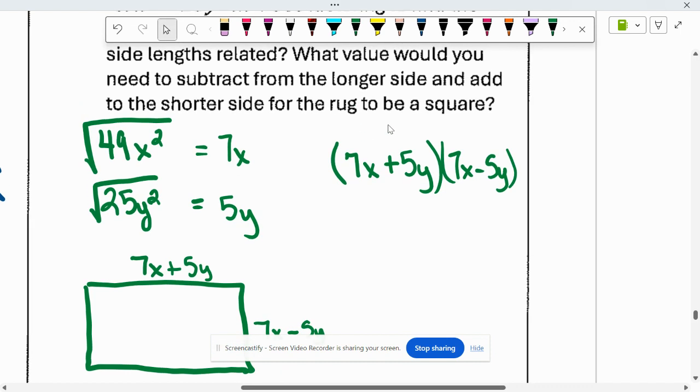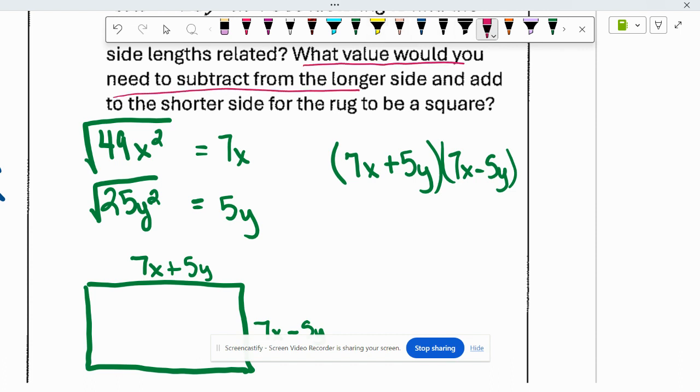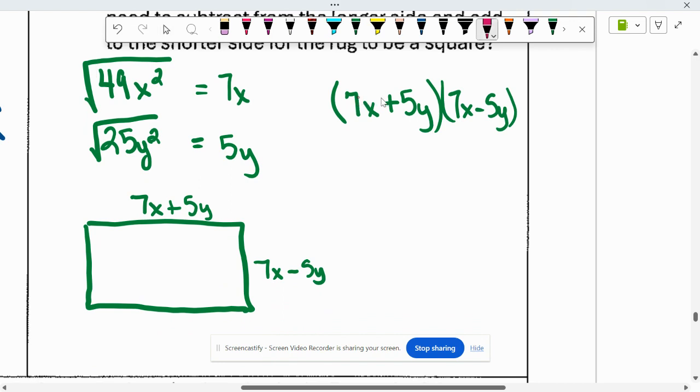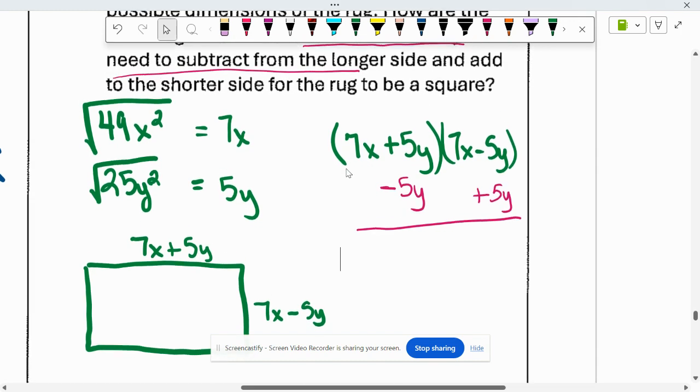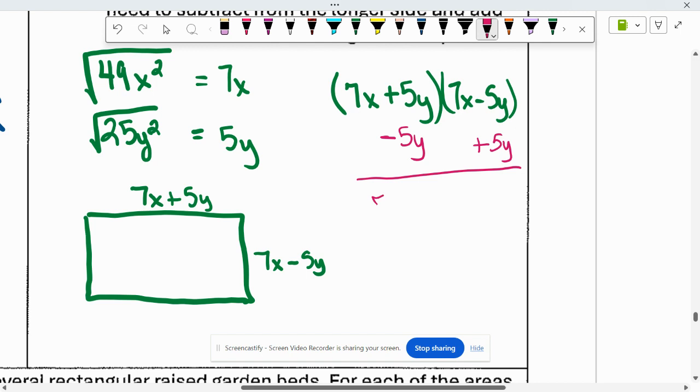So the second part of this question says, what value would you need to subtract from the longer side and add to the shorter side of the rug for it to be a square? Well, I'm going to do that algebraically. If I subtract 5y from the long side and I add 5y to the short side, that's going to make it a square. Well, that just gives me 7x times 7x.